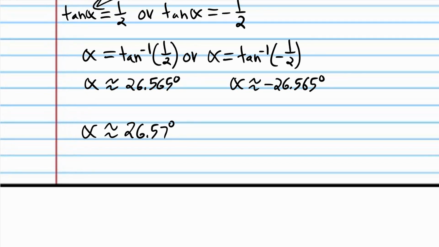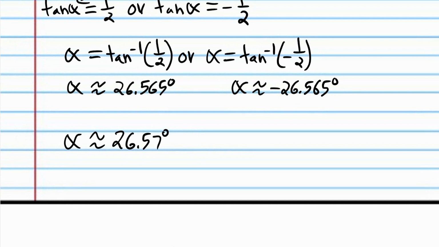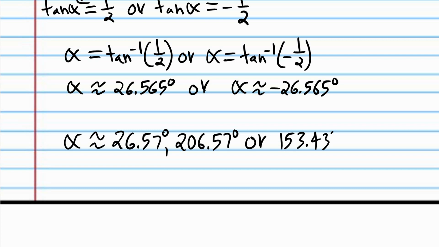And we also have a third quadrant solution when tangent is positive. Remember, it's positive. Tangent is positive in the first and the third quadrants. So 206.57 degrees. And we have the second quadrant solution, 153.43 degrees.